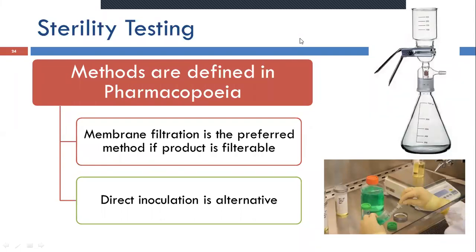So this we are going to study in the next class, probably on Monday. On Monday we will complete this sterility testing chapter.